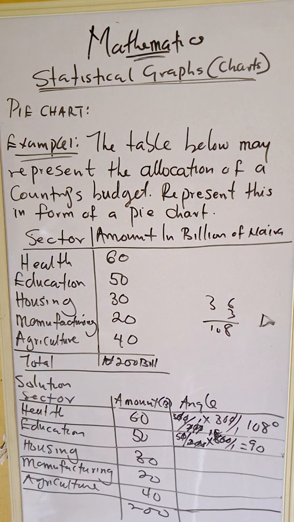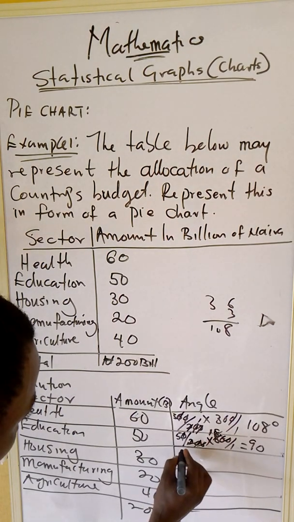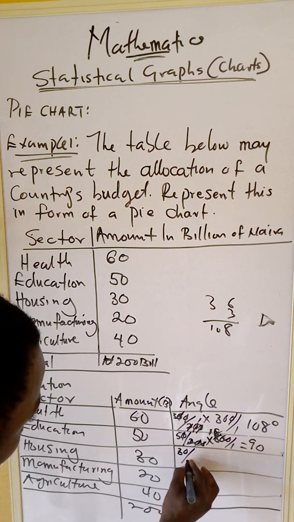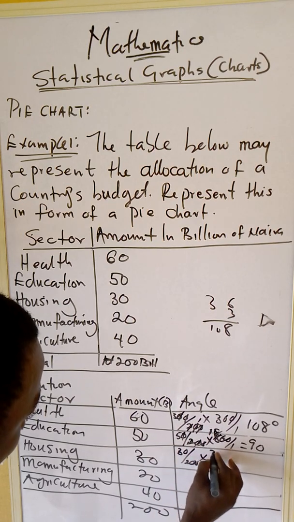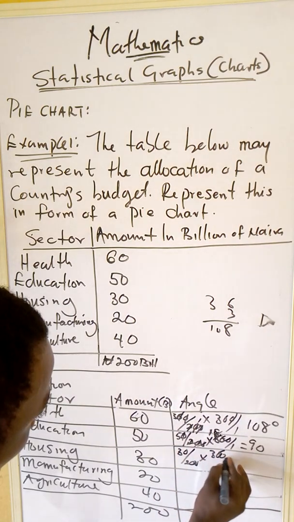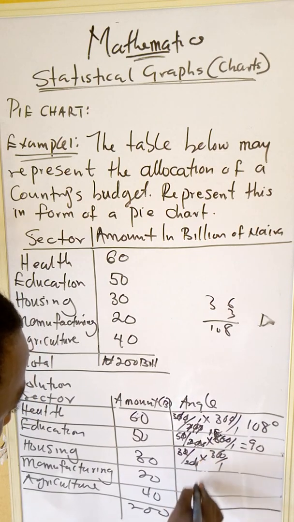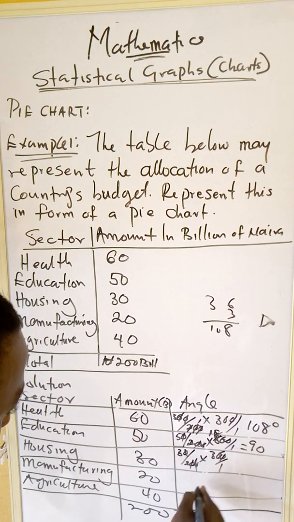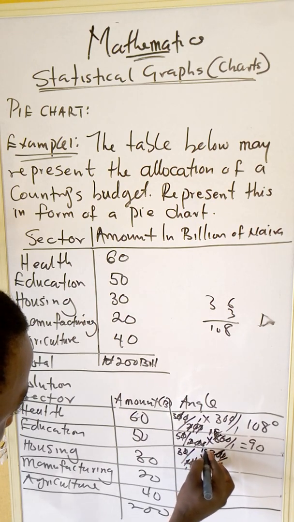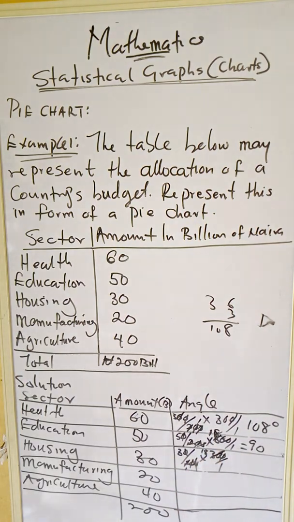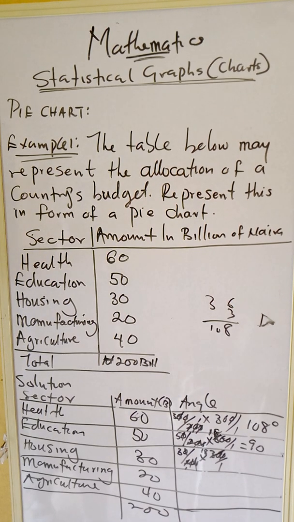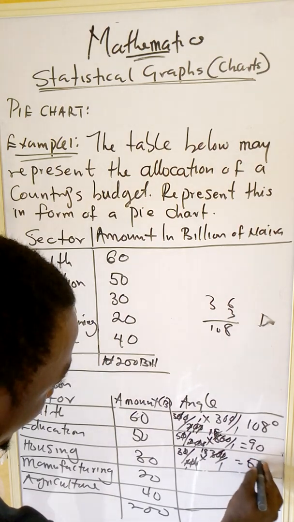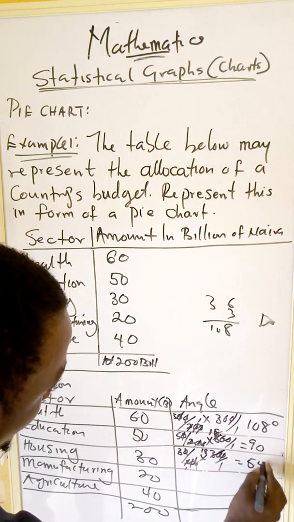Let's look at the third one, 30 over 200 times 360 over 1. This cancels, this cancels, 2 into 36 is 18. Then you multiply 18 by 3, and it gives us 54 degrees.